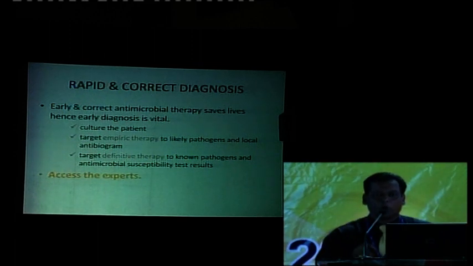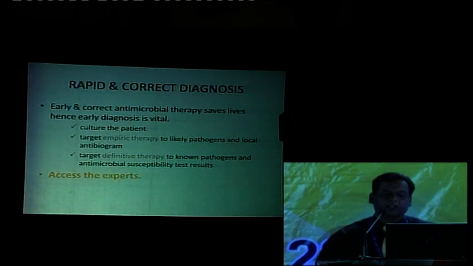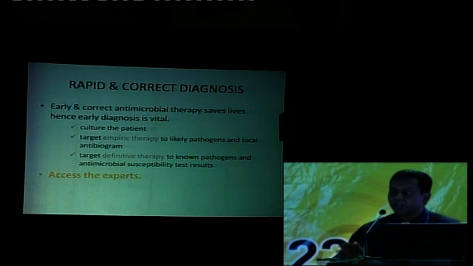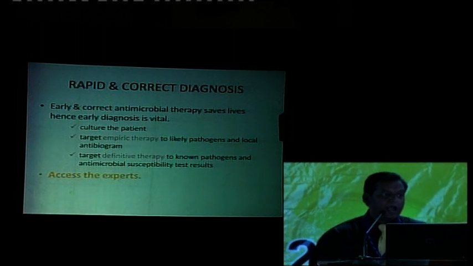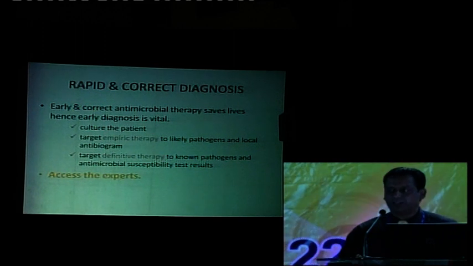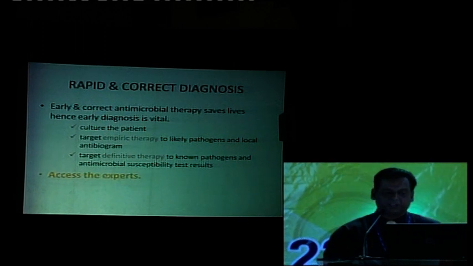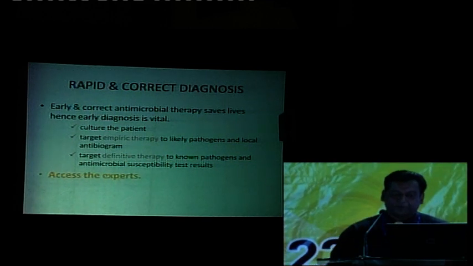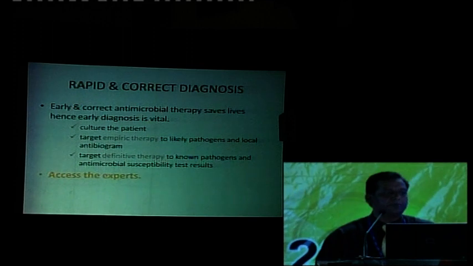Most of us are required to initiate empiric antibiotic therapy. So the most important point we should consider before we initiate empiric antibiotic therapy is to target your antibiotic therapy against the likely pathogens and your own regional pattern of resistance. Once your target pathogen is identified, then antibiotic therapy should be based on susceptibility results.